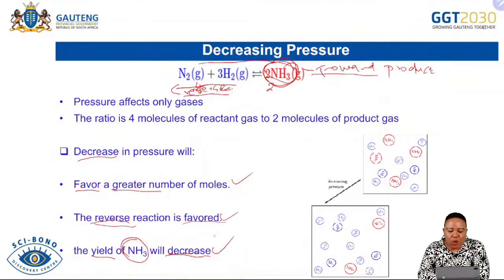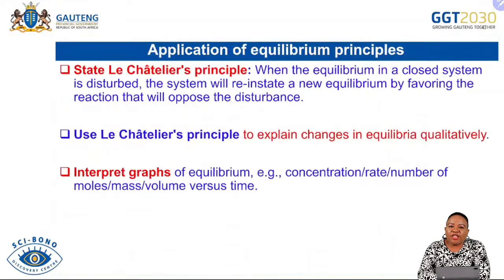Welcome back, grade 12s. We were still busy with the disturbances at equilibrium, which I said is going to be nicely explained using Le Chatelier's principle. So already I have started explaining the disturbances at equilibrium, which is stated by Le Chatelier's principle. So what does Le Chatelier's principle say in terms of the disturbances at equilibrium?